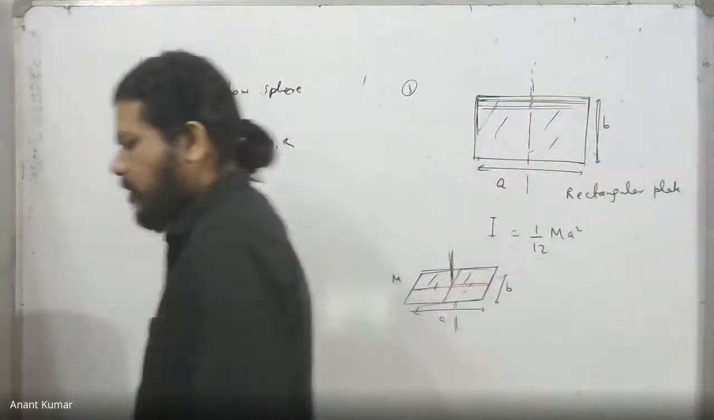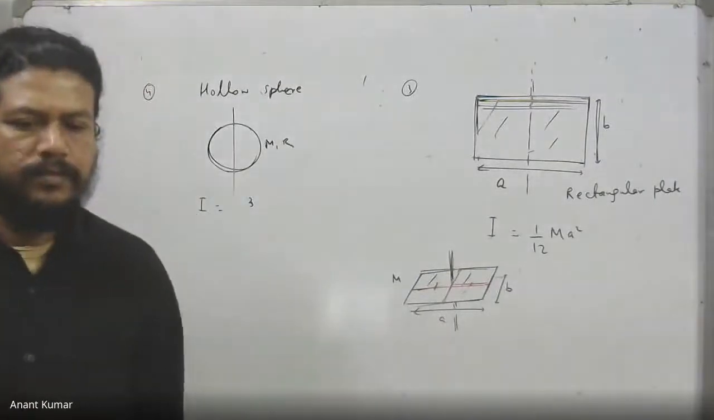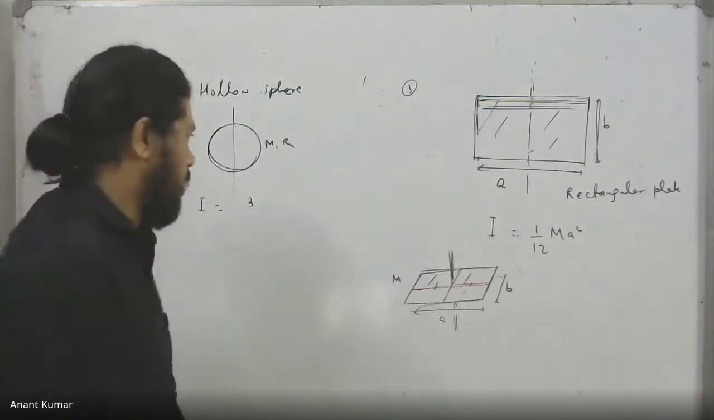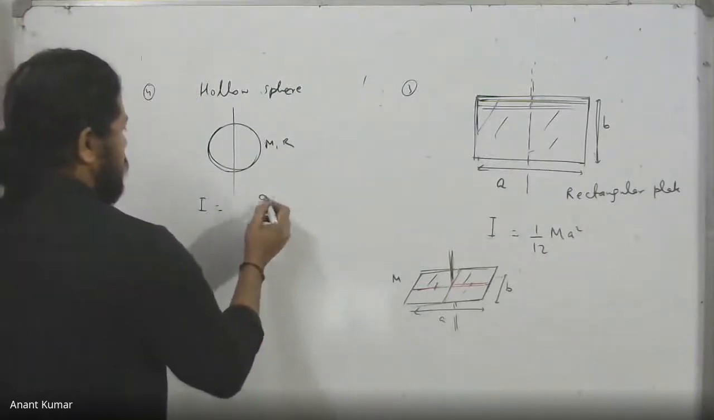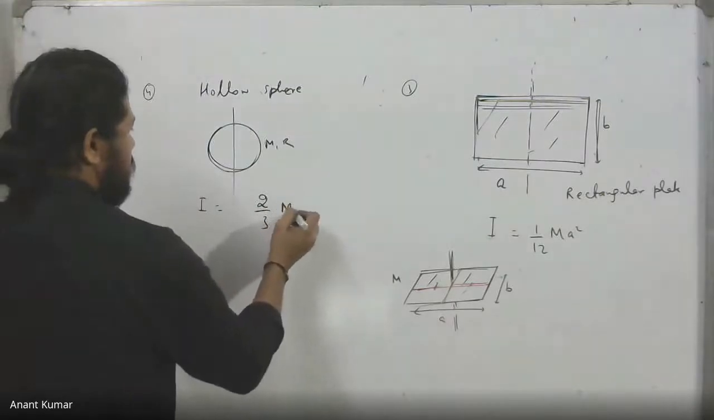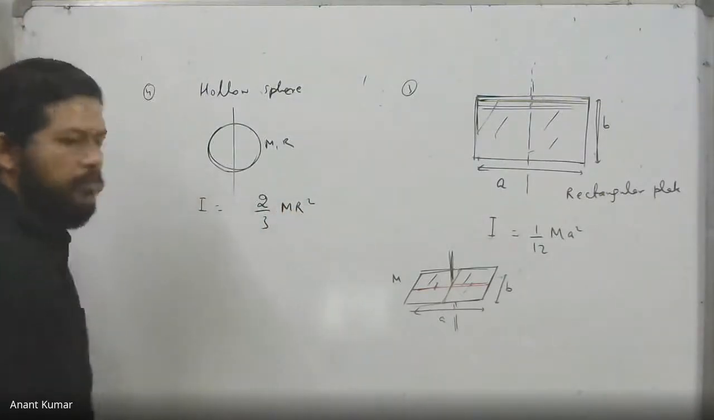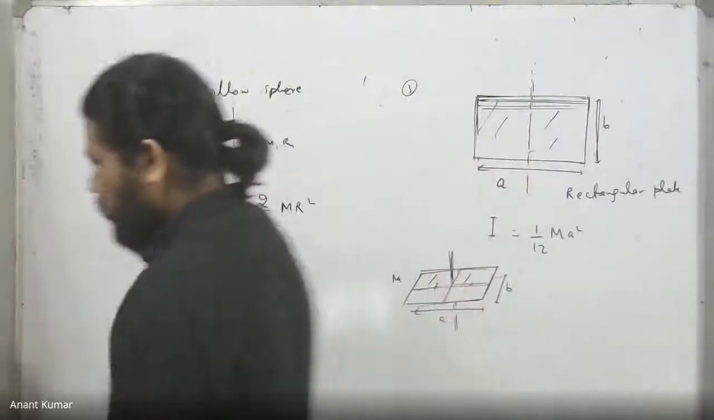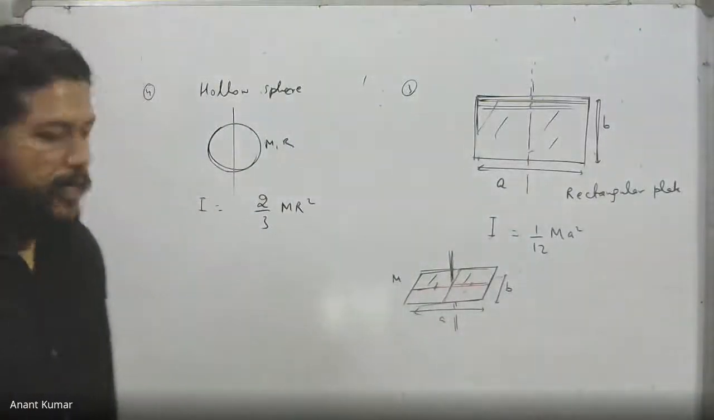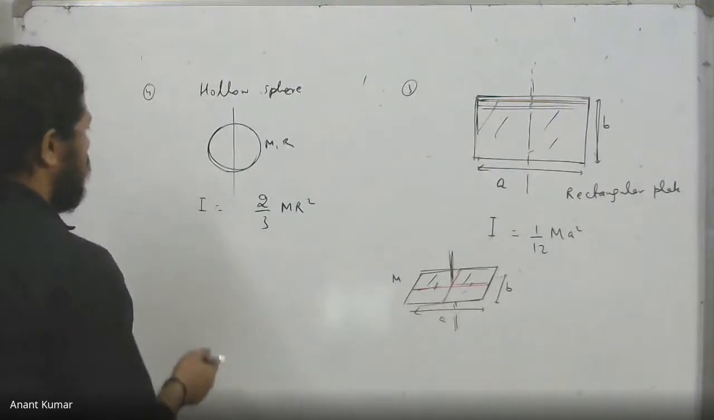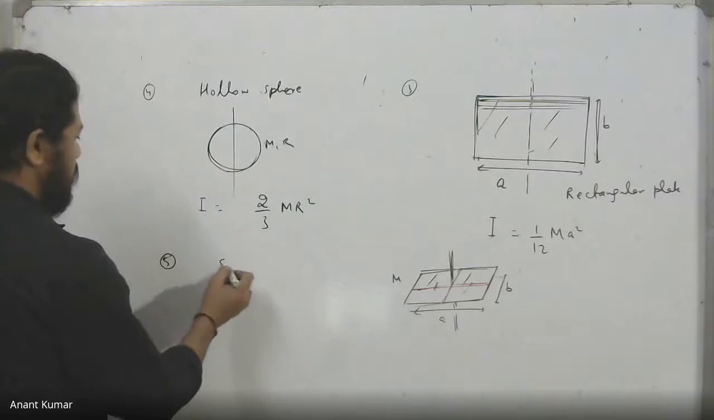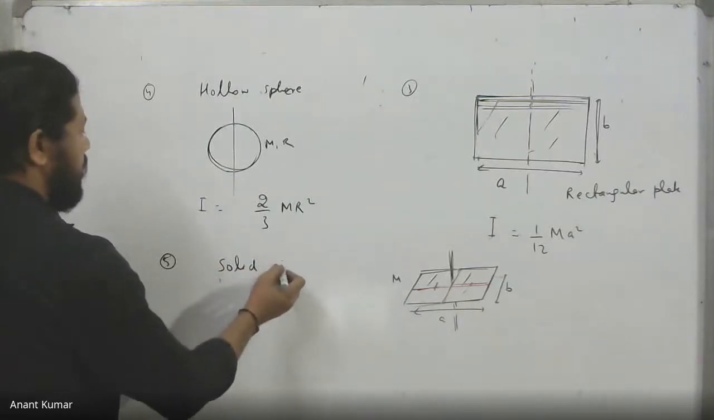Yeah, it will be 2 by 3 M R square actually. But if it was a solid sphere, it would have been 2 by 5 M R square. Exactly. We can actually prove these results, but that will require some integration. So for the moment, I am holding off on the proof. Later on, maybe I can do them as a proof or as an exercise of integration.